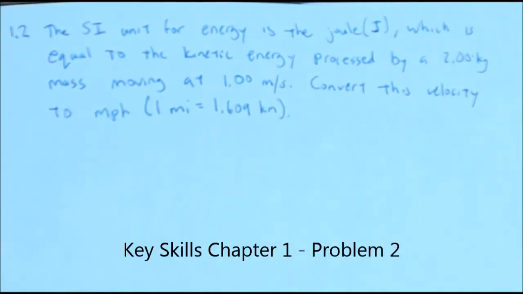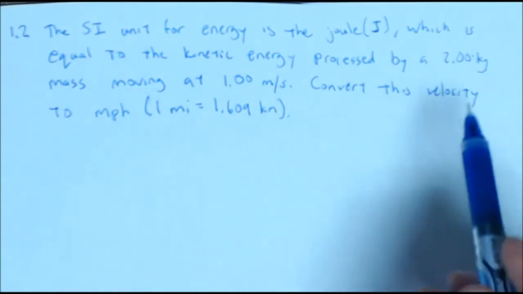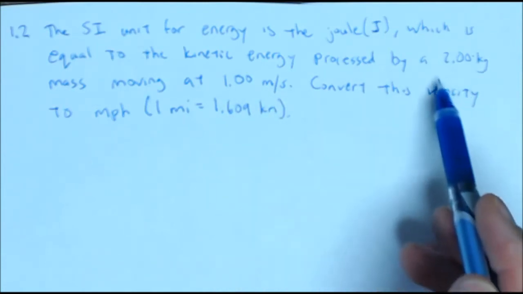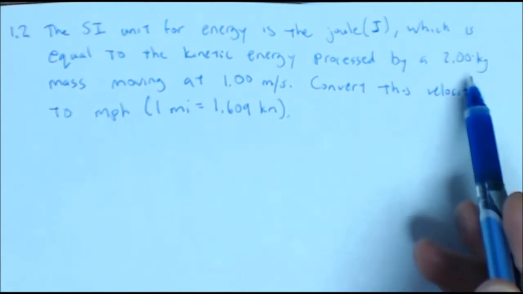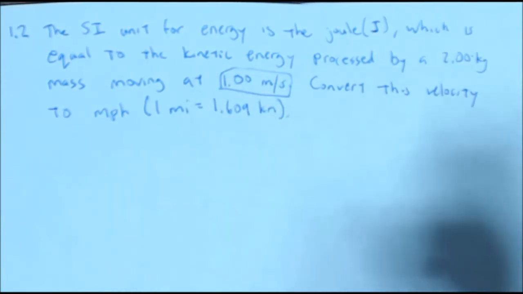Alright, for our next problem, 1.2, the SI unit for energy is the joule, which is equal to the kinetic energy possessed by a 2.00 kilogram mass moving at 1.00 meters per second. Convert this velocity to miles per hour. Okay, so in this one, we've got two different pieces of information. We've got a 2 kilogram mass and 1.00 meters per second. But the 2 kilogram mass is not entirely important to this problem. All we're asked to do is convert this velocity into miles per hour.